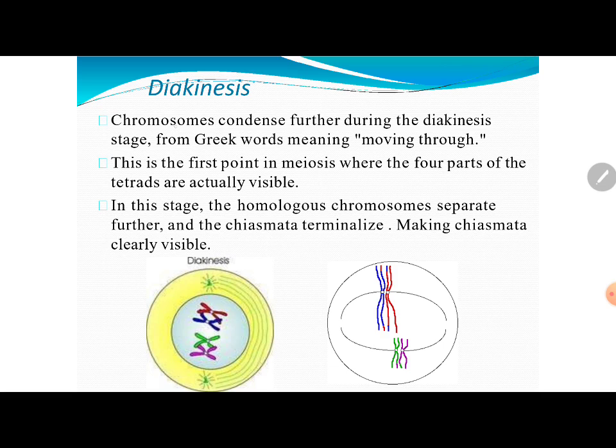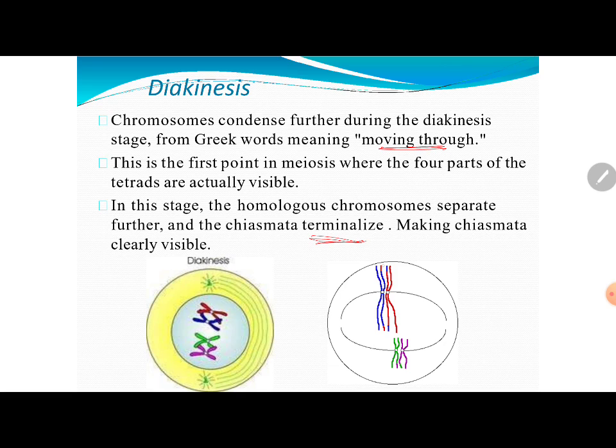Chromosomes condense further during the diakinesis stage, from Greek words meaning moving through. This is the first point in meiosis where the 4 parts of the tetrad are actually visible. In prophase, the thin thread-like structures become conspicuously seen as chromosomes in fully condensed form. During this condensation, the exchange of material takes place between the non-sister chromatids of the homologous chromosomes. In this stage, the homologous chromosomes separate further and the chiasmata terminalize.